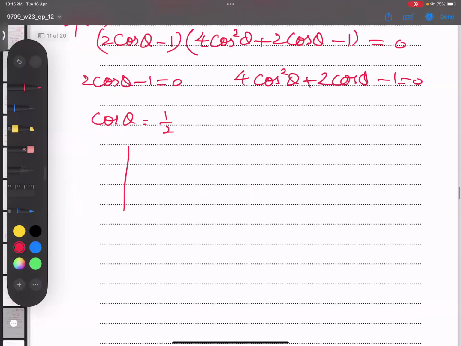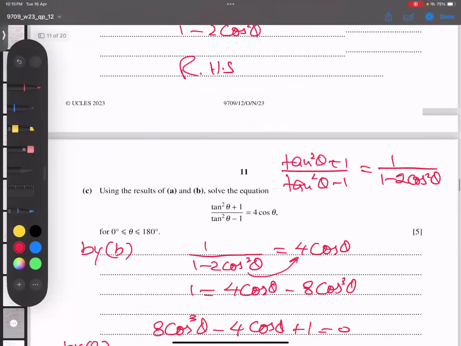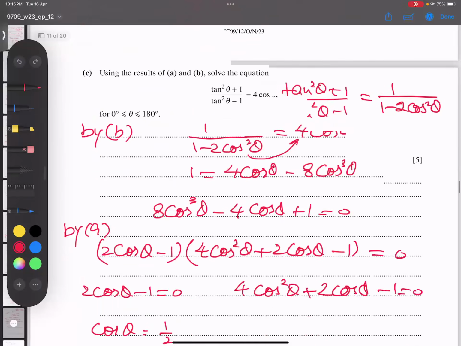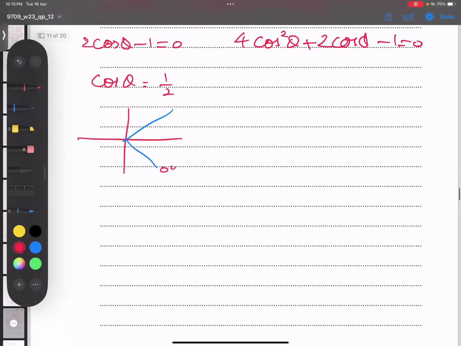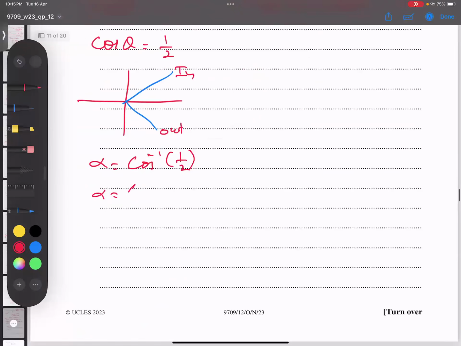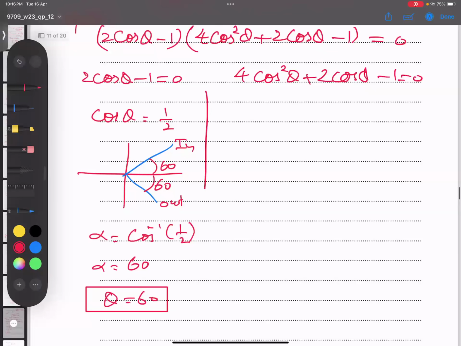And cos positive is in which quadrant? First and fourth. And wait a minute, let me check. It is a 180. So this is out of range. This is out of range. This is in range. And when I take a cos inverse of this principal angle, cos inverse of half, giving us 60 degrees. Degree or radian? Degree. So 60 degrees here, 60 degrees here, but that is out of range. Our answer is 60 degrees. So I believe this part is very clear.